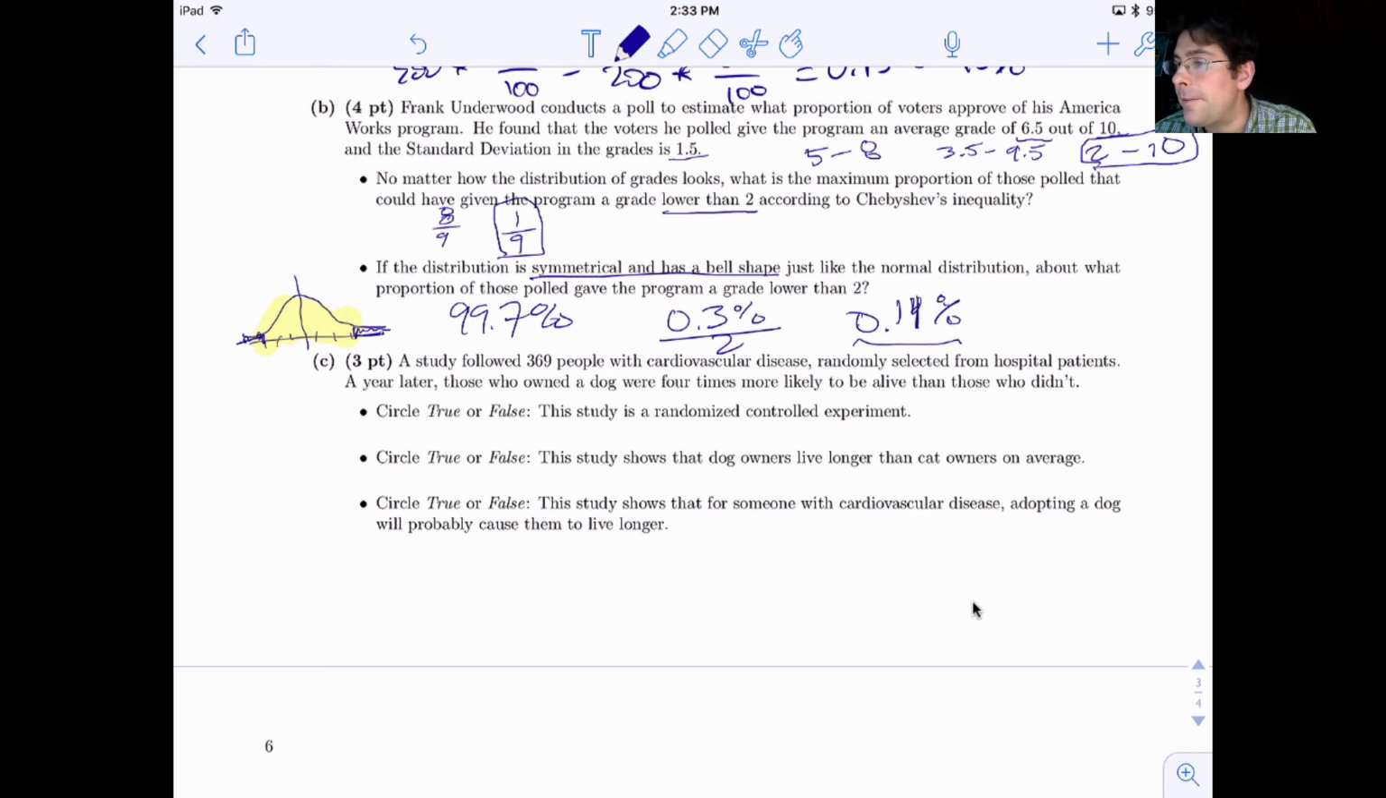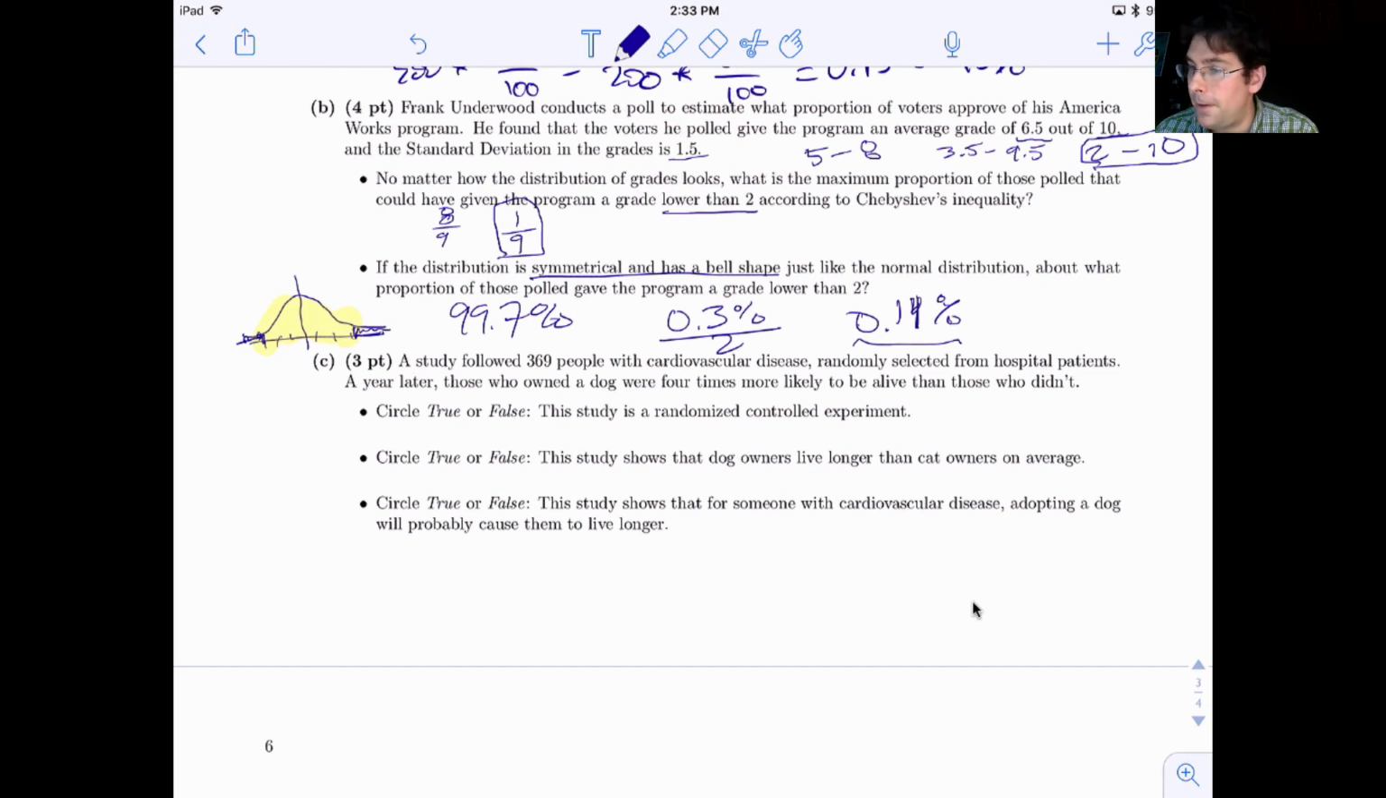Okay, a study followed 369 people with cardiovascular disease randomly selected from hospital patients. A year later, those who owned a dog were 4 times more likely to be alive than those who didn't. This is actually based on a real study, by the way. The study is a randomized controlled experiment.